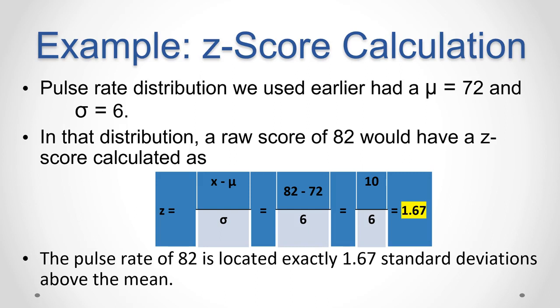The interpretation is as follows. The pulse rate of 82 is exactly 1.67 standard deviations above the mean. We say this is above the mean because this is a positive z-score. The score is above the mean.